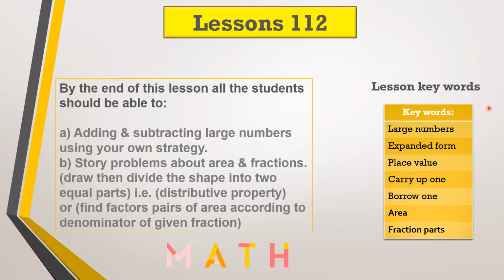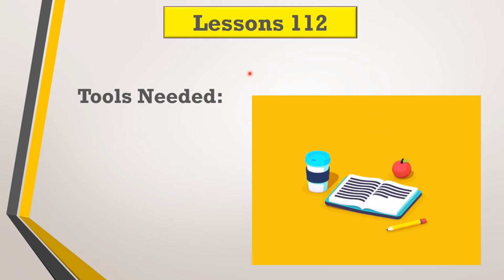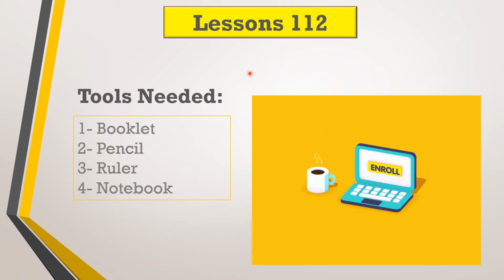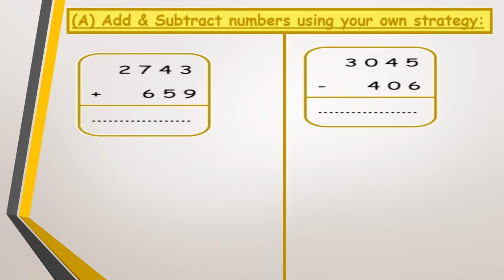The lesson keywords we have here are large numbers, expanded form, place value, carry up 1, borrow 1, area, and fraction parts. Okay, before we start, the tools that you need: bring your booklet, your pencil, your ruler, and your copybook or your notebook. Let's start.